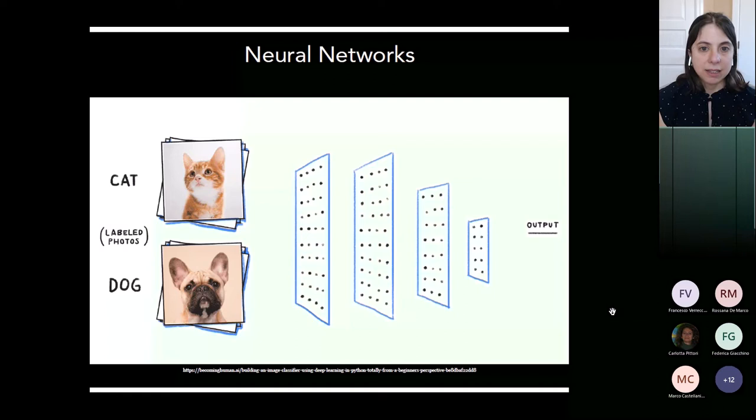This was a little animated movie, just showing a cartoon of a neural network where you train it on a bunch of labeled photographs of cats and dogs, and the network then ends up learning how to classify photos that look like a cat and photos that look like a dog. Next slide.